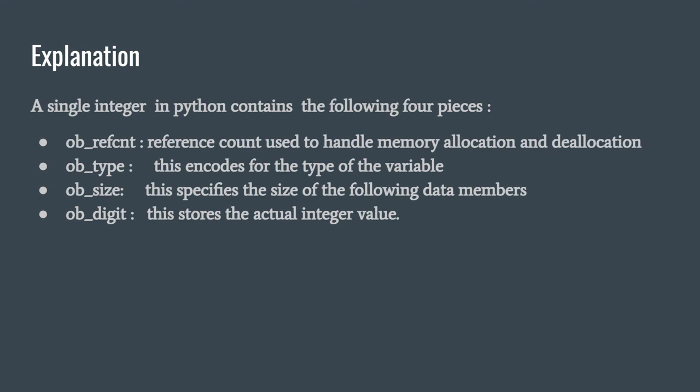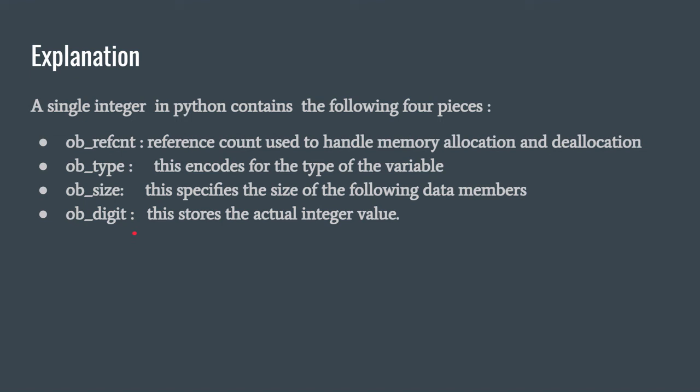A single integer in Python contains the following four pieces: object reference count. This stores the reference count which is used to handle the memory allocation and deallocation in Python. Then object type. This encodes the type of the variable. Object size. This specifies the size of the following data members. Object digit. This stores the actual integer value.